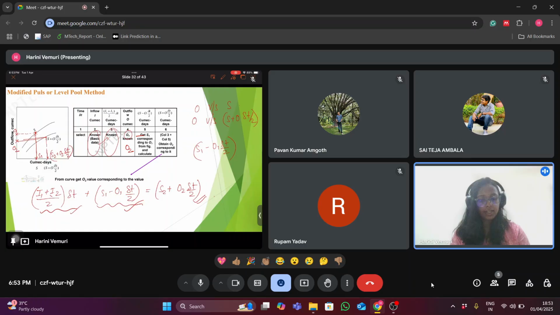Okay, to calculate, then again, using this O2, we will obtain the storage at S2, and then calculate S2 minus O2 into delta T by 2. And by adding column 5 and 3, we will get S3 plus O3 into delta T by 2. And from this curve again, we can get what is the outflow at time step 4. Okay. I hope this is clear.